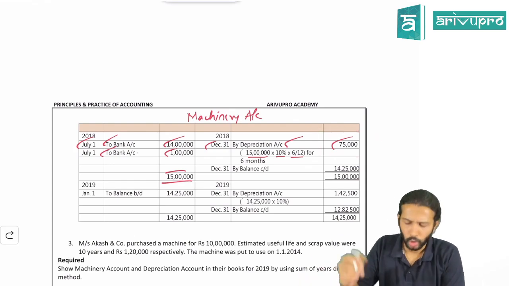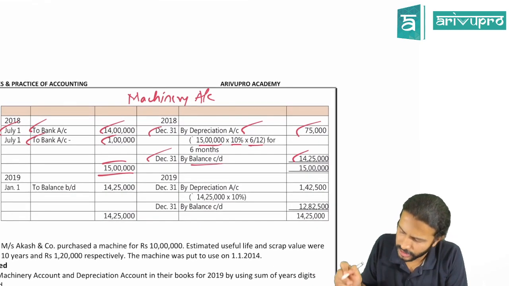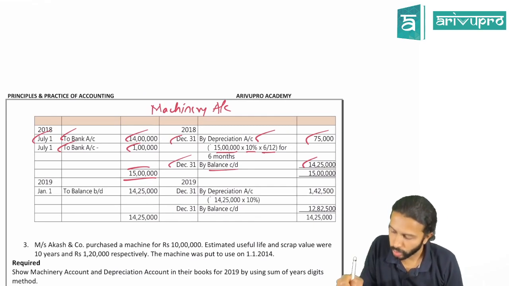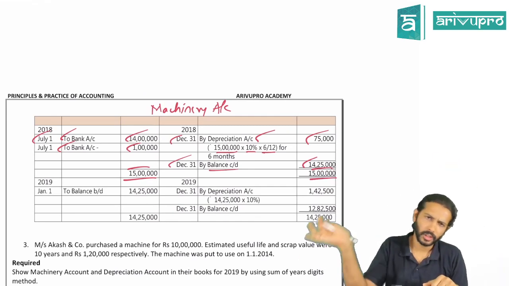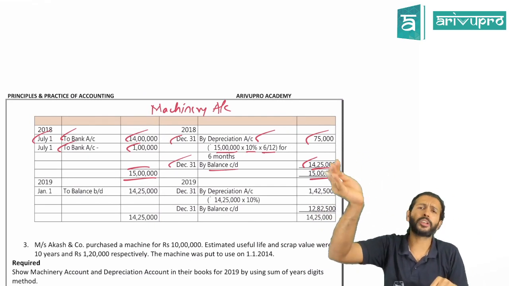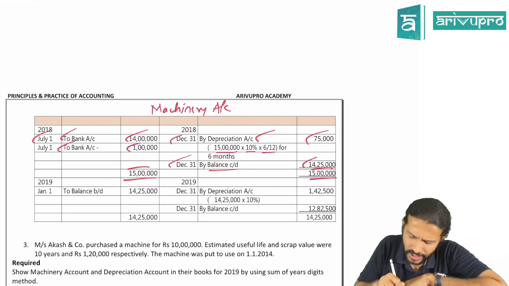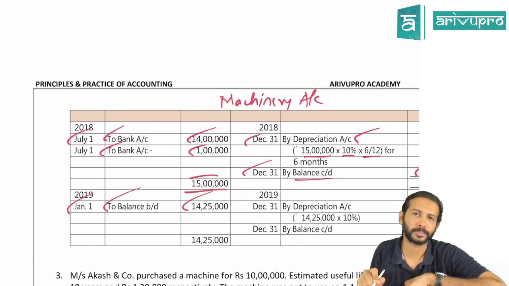Okay. No other drama. That means on 31st December, you'll have the closing balance of the asset, which is 14 lakh 25,000. So the 2018 ledger is closed. They asked for 2019 also. That means the 2018 closing balance will become the 2019 opening balance. So this balance carried down will next year become balance brought down, 14 lakh 25,000.